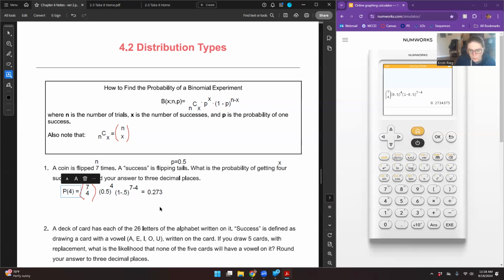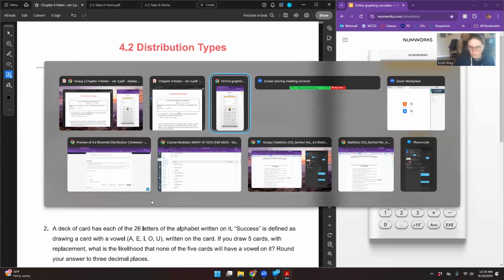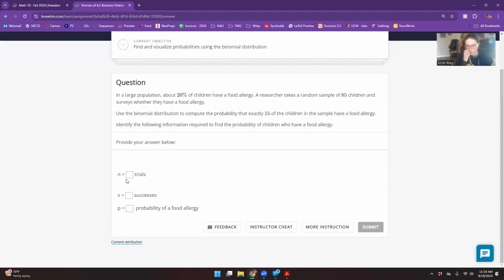Okay, let's just take a quick pause, not really a pause, just a shift over to what the homework will look like. And then we'll go back because it'll start off looking a little different and then it'll look like what we just did. So here's the question, and it says in a large population, about 20% of children have a food allergy. A researcher takes a random sample of 85 children and surveys whether or not they have a food allergy. We want to use our binomial distribution to compute the probability that exactly 15 of the children have a food allergy.